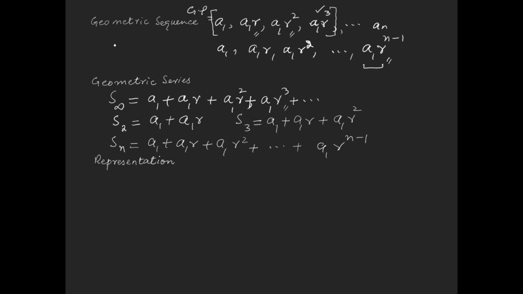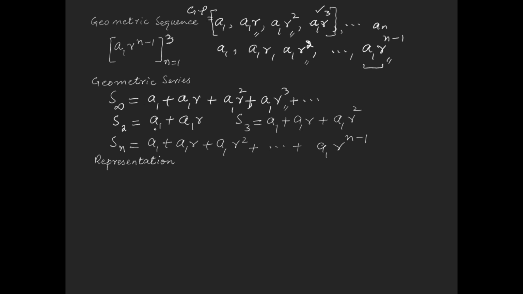The sequence is represented as a1. What is the general term? The general term is a1 r power n minus 1. For example, if we take two terms, then n goes from 1 to 2. If we take three terms, it will be written like this, n from 1 to 3. And if we write up to four terms, then the upper limit is 4.